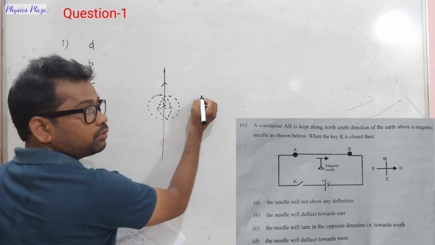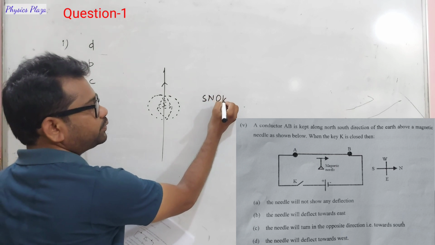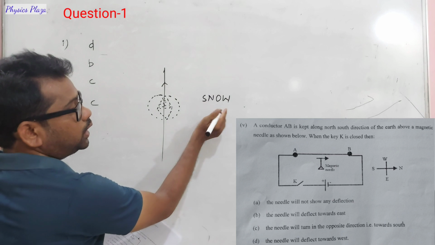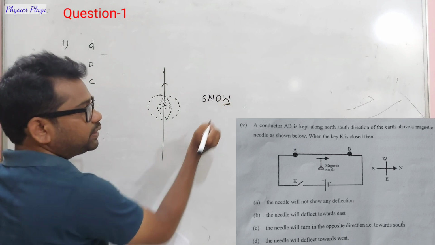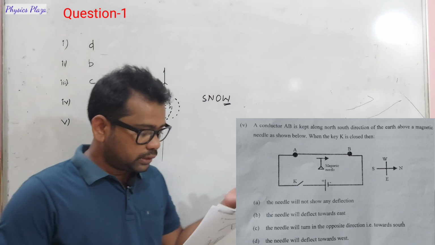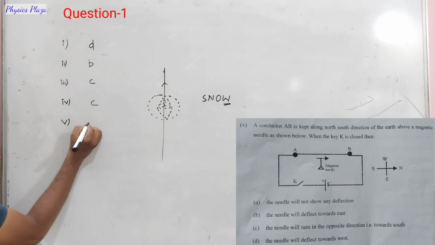So here we have to use Snow's rule. What does it mean? Whenever current passes from south to north, the north pole of the magnetic needle gets deflected towards west. So looking at the options, the needle will deflect towards west, which means option D is right.